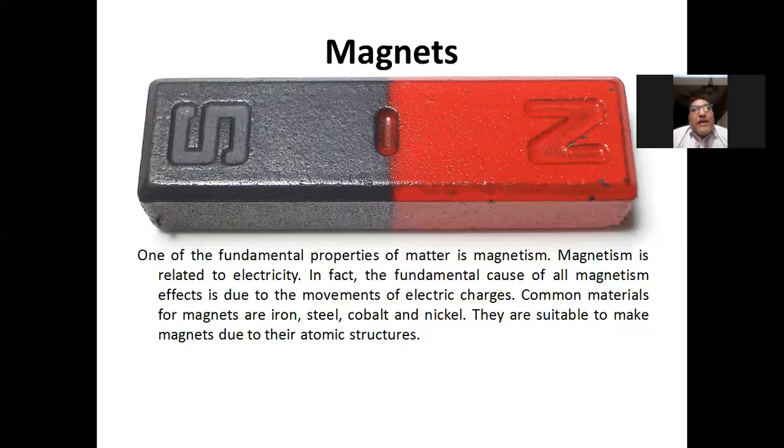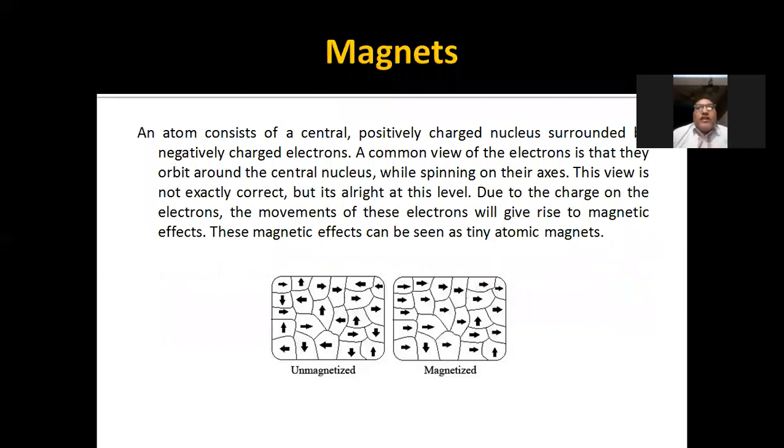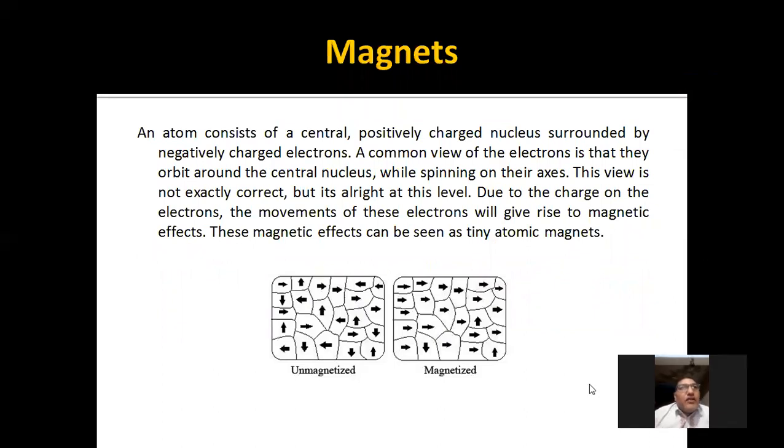Why does something become a magnet? The reason is in its atomic structure. In an atom, we have positive charge and negative charge. The electrons orbit the nucleus, and the positive charge is inside the nucleus. The electrons are also spinning on their axis, and they are rotating in orbits around the nucleus. So these are charged particles and they are moving, and when charged particles move, magnetism is created; a magnetic field is actually created.